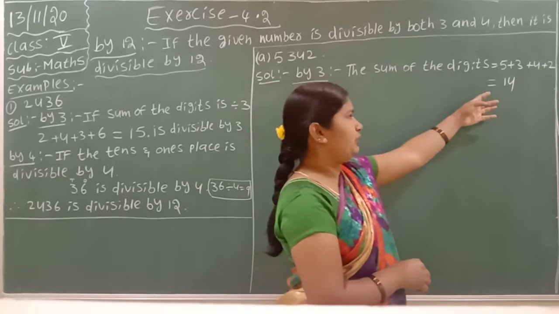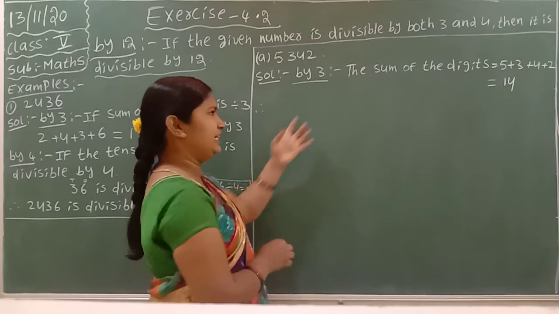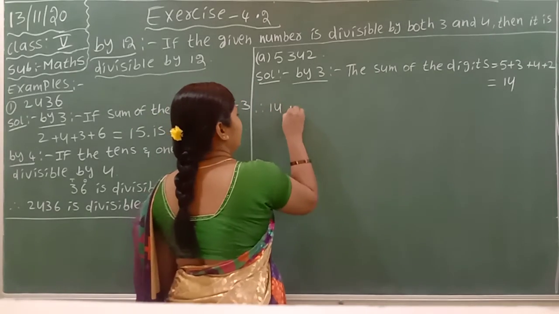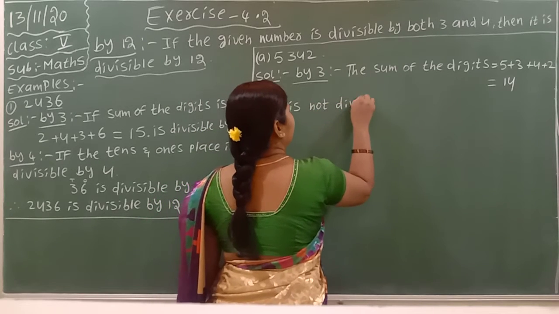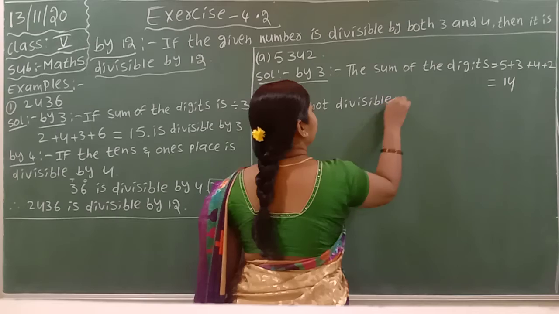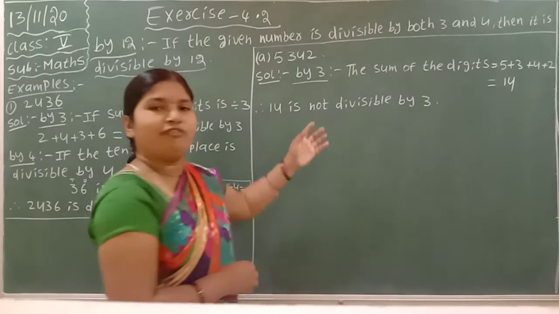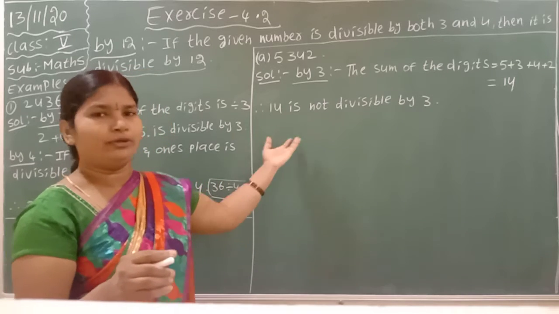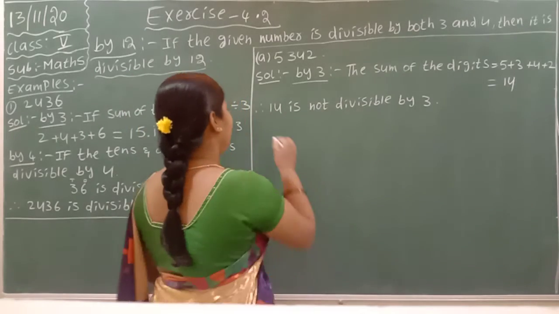Okay. So, we won't get 14. Why? Because in the 3 table, we don't get 14. 14 is not divisible by 3. So, if it is not divisible by 3, no need to check the by 4 formula. You have to write down directly: 14 is not divisible by 3.